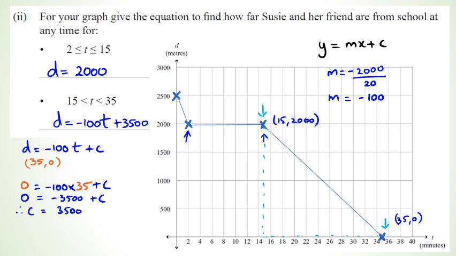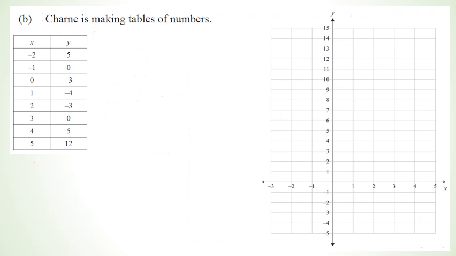If you have both equations correct, then you're looking at an Excellence. If you have one equation correct, it's a Merit for getting either this one or this one. And I think if you have the gradient or intercept correct, then that's going to give you an Achieved. Cool, let's go to the next question.